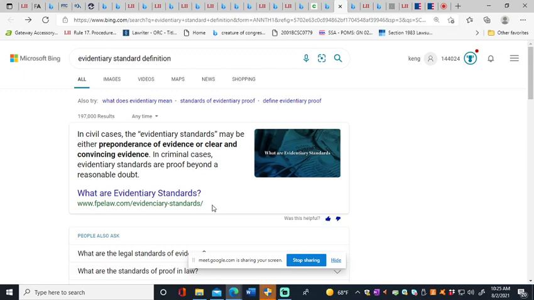Okay, what is the evidentiary standard? In civil cases, the evidentiary standard may be either preponderance of evidence or clear and convincing evidence. In criminal cases, the evidentiary standard is proof beyond a reasonable doubt. This is the standard of evidence that is being weighed. So you have to understand that we're dealing with proof. See that word, proof beyond a reasonable doubt. It's dealing with proof.